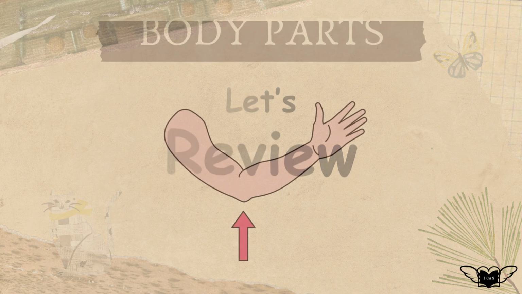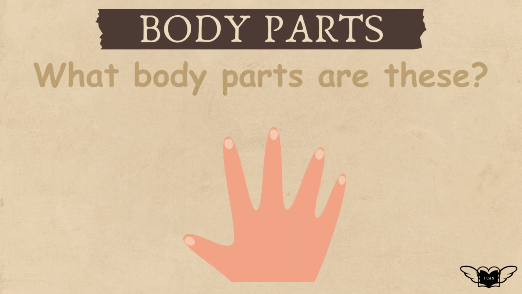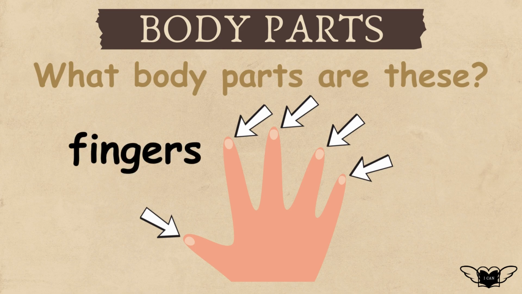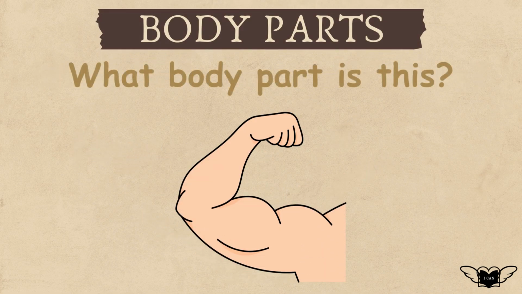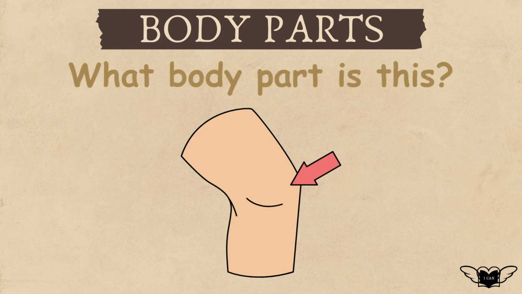Let's review. What body part is this? Elbow. What body parts are these? Fingers. What body part is this? Arm. What body part is this? Knee.